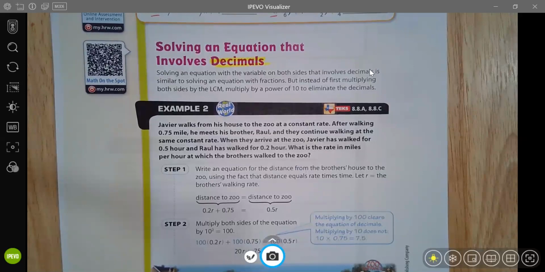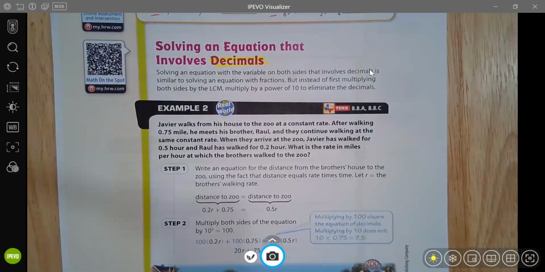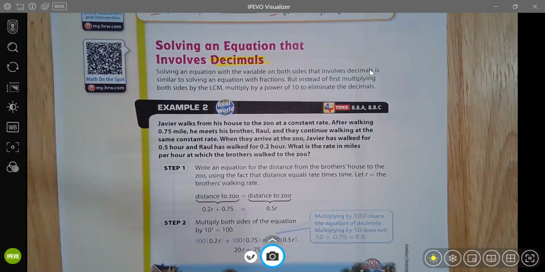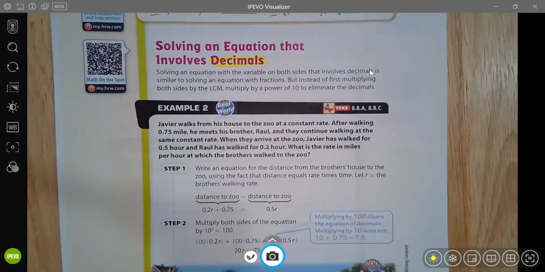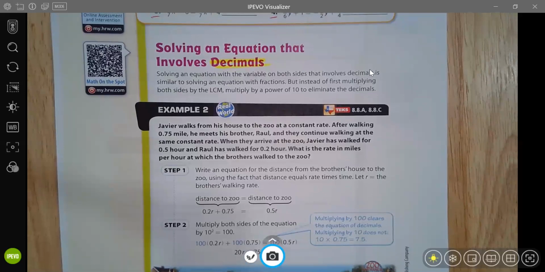It says here, Javier walks from his house to the zoo at a constant rate. Okay. After walking 7/100 of a mile, he meets his brother Raul, and they continue walking at the same constant rate. When they arrive at the zoo, Javier has walked for 5/10 of an hour, and Raul has walked for 2/10 of an hour. What is the rate in miles per hour at which both brothers walked to the zoo?